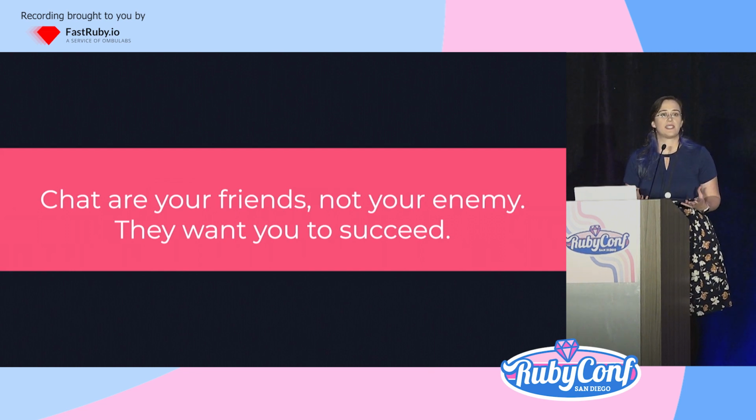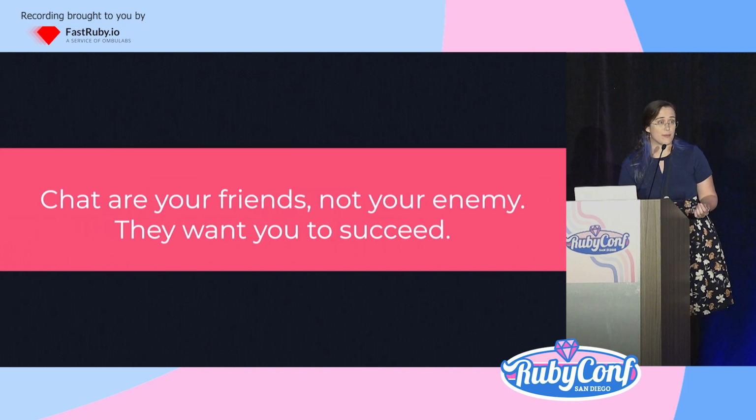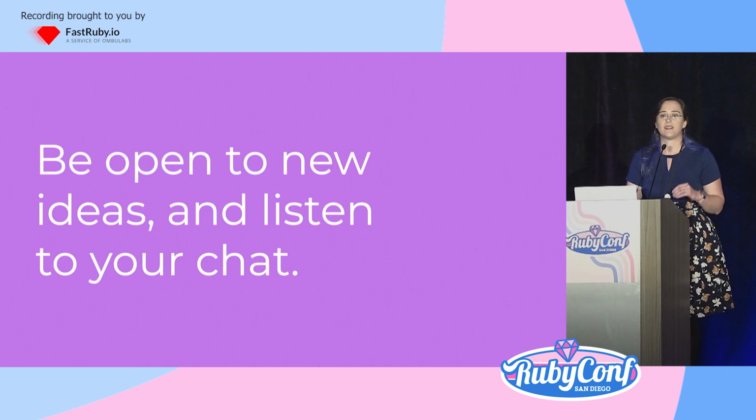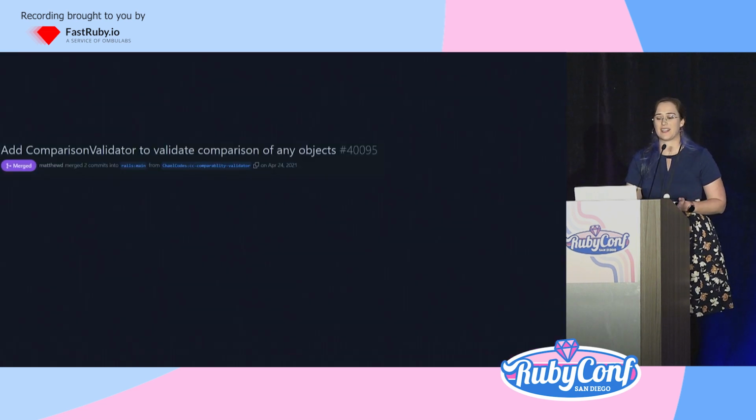A lot of times, it's easy to get defensive about the code that we're writing. You feel like you have to be the expert. After all, you're the one with the camera and the microphone, right? So I want you to be open to new ideas and listen to your chat. And I have kind of an anecdote about this. So I mentioned at the beginning that I added the comparison validator to Rails, and I'd like to give you a little hint about how that happened.